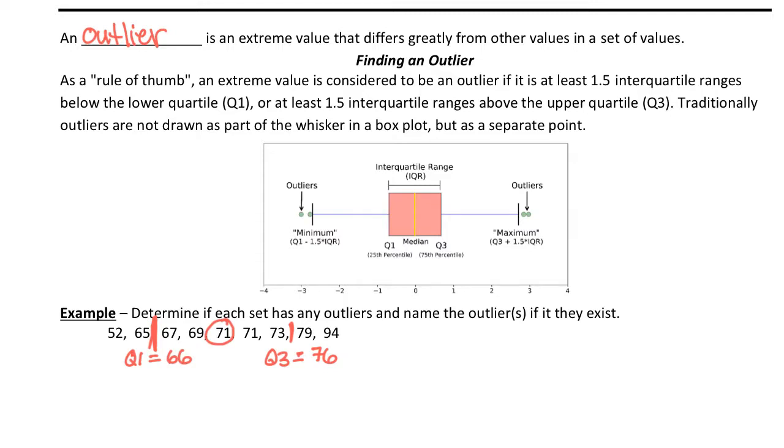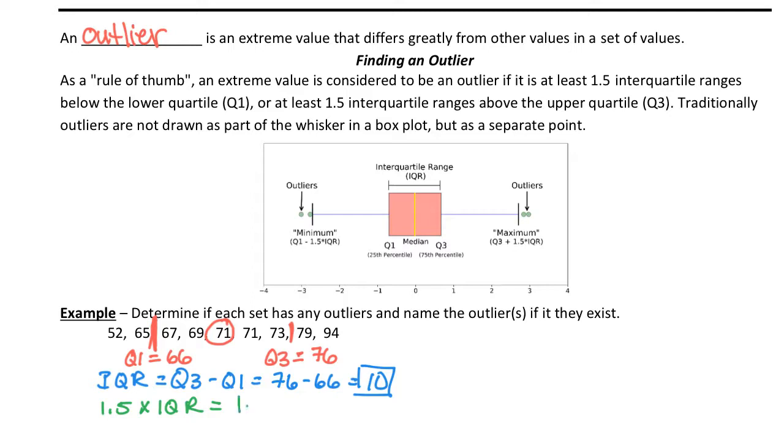Our next step is to find the IQR, and IQR is equal to our upper quartile minus our lower quartile, which in this case is 76 minus 66, so that is 10. So our IQR is 10. The next step is to take 1.5 times the IQR, because remember we want to be 1.5 times the length of that IQR. So that's going to be 1.5 times 10, that was our IQR, and that's going to equal 15. Now, of course, you could be using a calculator to figure some of these things out.